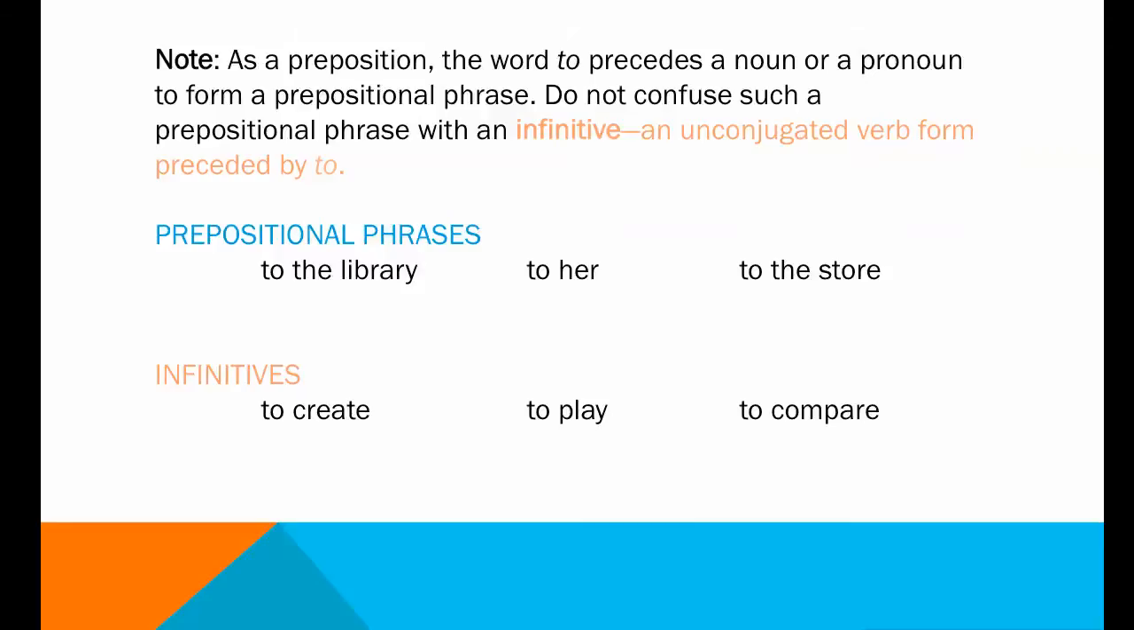Another noteworthy distinction is the distinction between infinitives and prepositions. As a preposition, the word to, T-O, precedes a noun or pronoun to form a prep phrase. Do not confuse prep phrases with infinitives, which is an unconjugated verb form preceded by to.